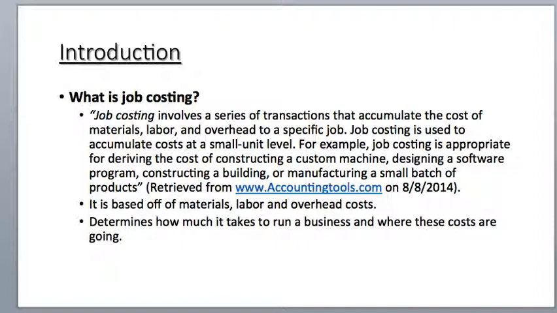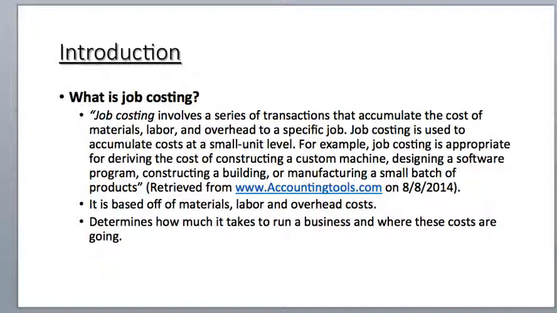Job costing is also based off of materials, labor, and overhead costs. Job costing determines how much it takes to run a business and where these costs are going. Without the proper financial foundation, any pricing calculated from it will be a shaky structure at best. We're not talking about pricing in this article review. Let's focus on proper job costing.